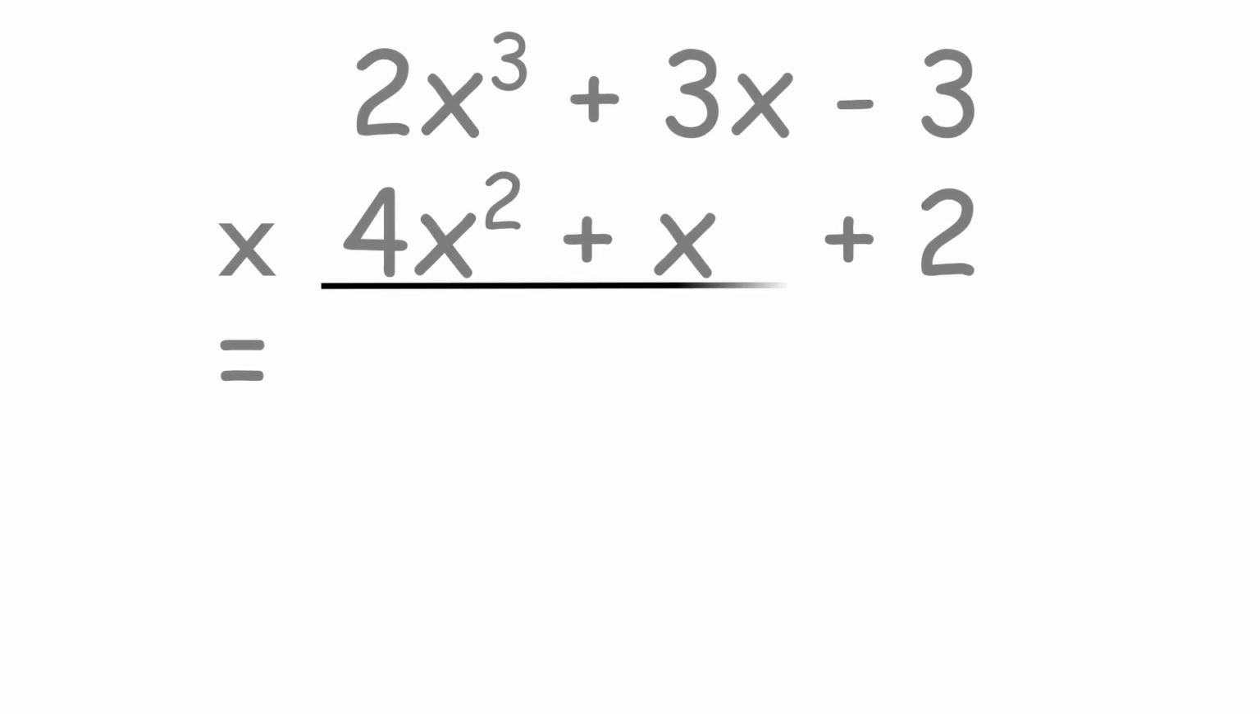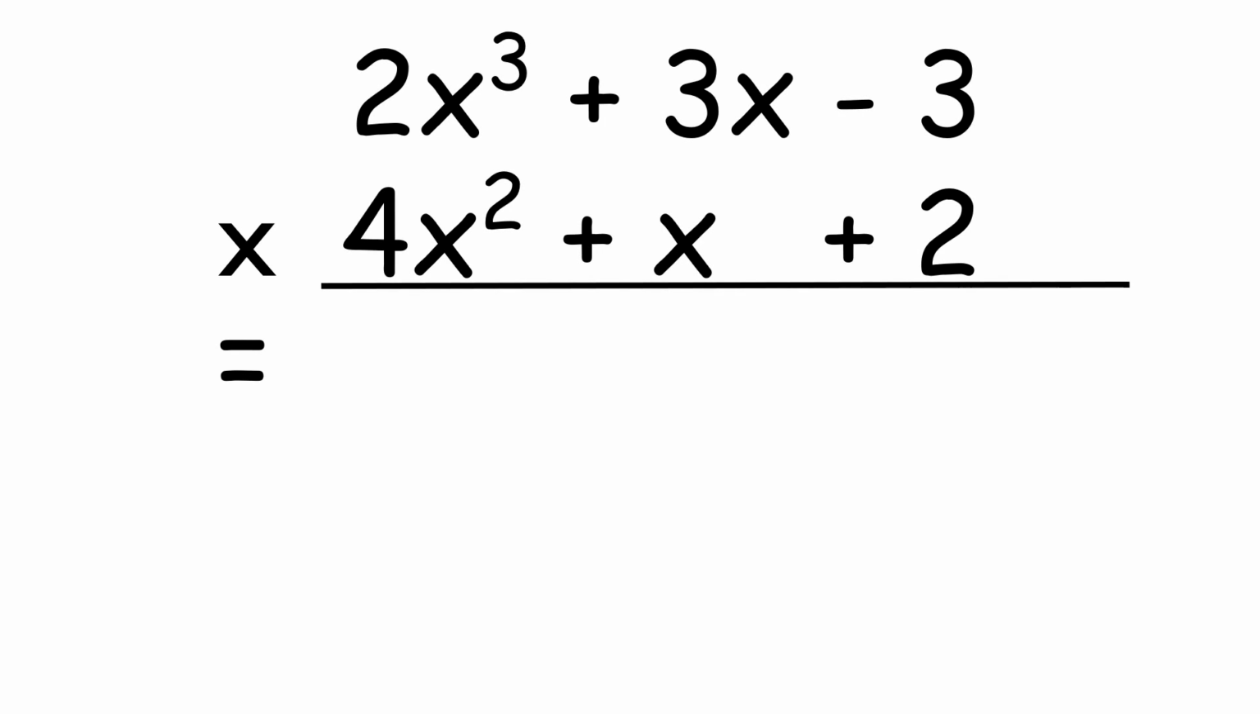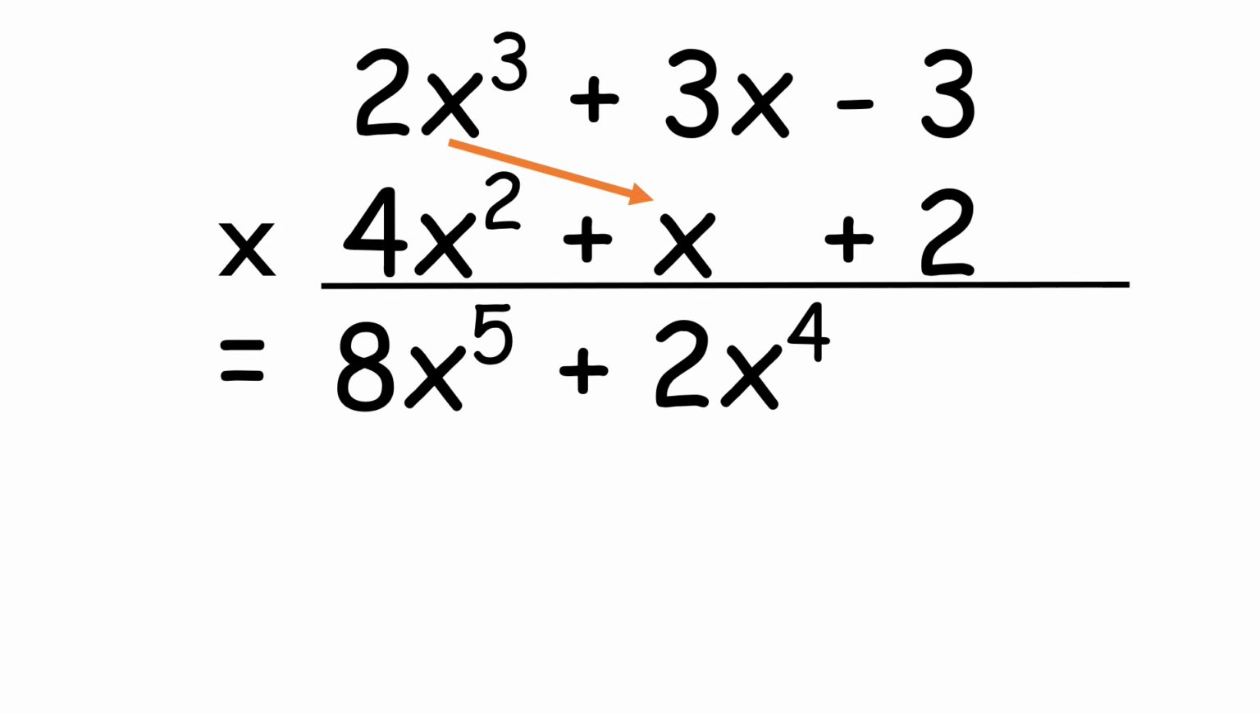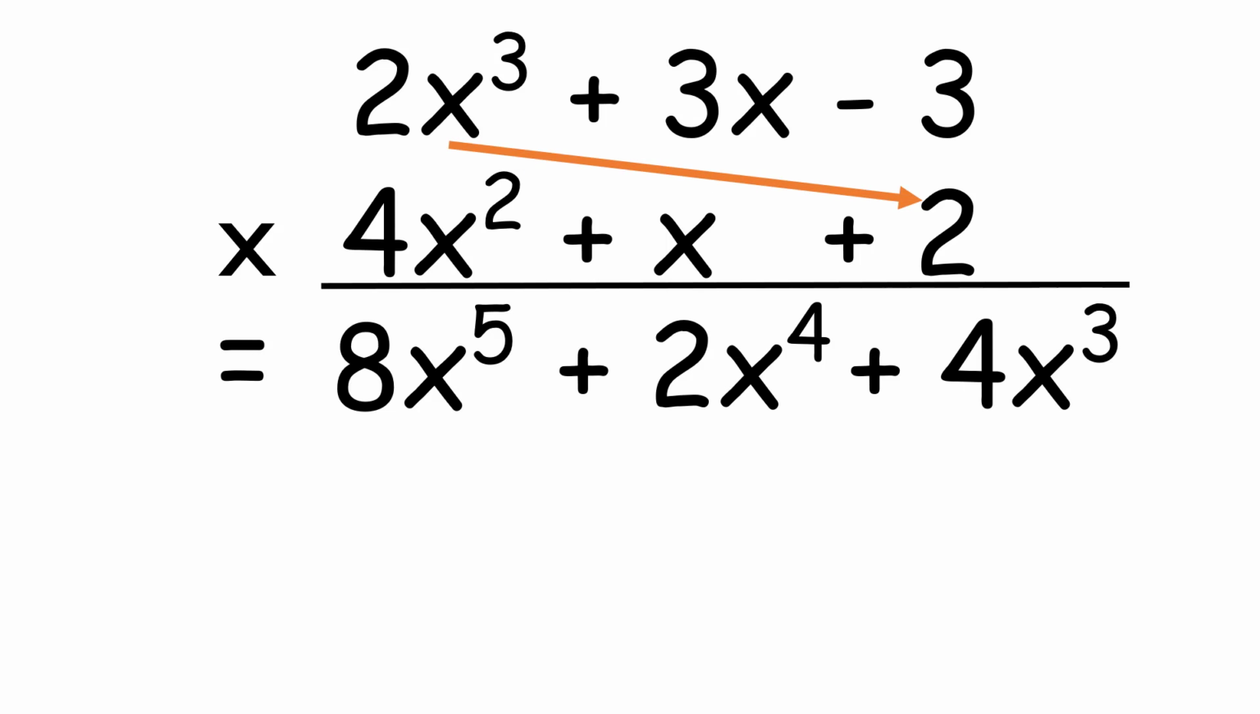To multiply polynomials, you need to multiply each term in the first expression with each term in the second expression. So in this case, 2x cubed times 4x squared is 8x to the fifth. 2x cubed times x is 2x to the fourth. 2x cubed times 2 is 4x cubed.